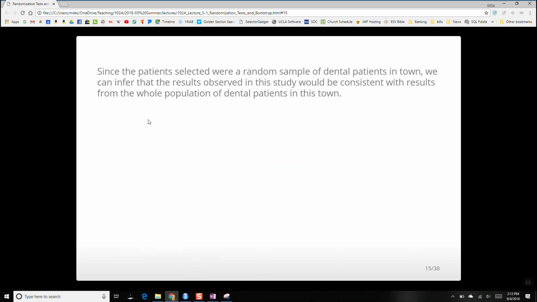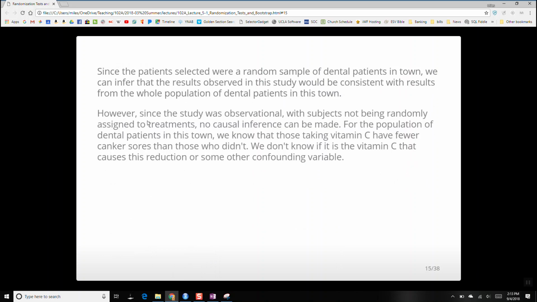Because only certain people go to the dentist, right? Generally people who can afford to go to the dentist, right? And if you're poor and you can't go to the dentist, you will not be part of the study, and the results might be different for that population, right? So, okay, again, it was observational, no cause and effect treatments, no cause and effect conclusion can be made.